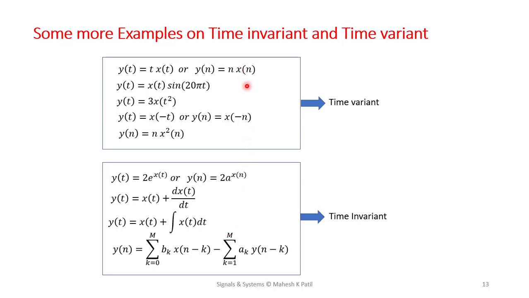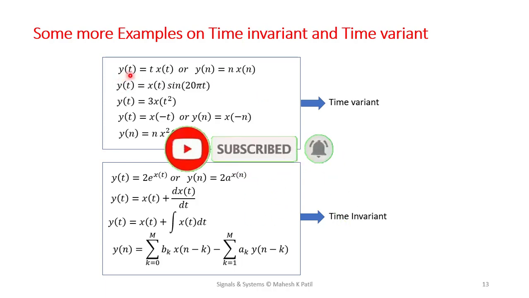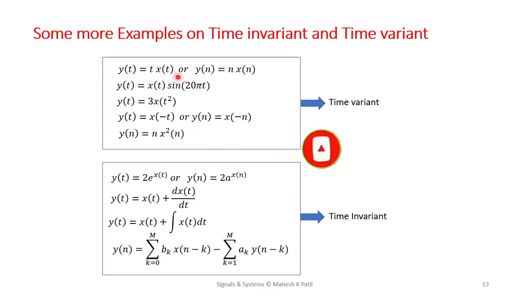Now these are some of the examples mentioned here, of time invariant and variant systems. So you can observe this. y of t equal to t x of t, or y of n equal to n x of n, is an example of time variant. Similarly y of t equal to 2 e raised to x of t is an example of time invariant. y of n equal to 2 a raised to x of n is an example of time invariant. Later we'll solve all these examples to verify whether these signals are time variant or time invariant.